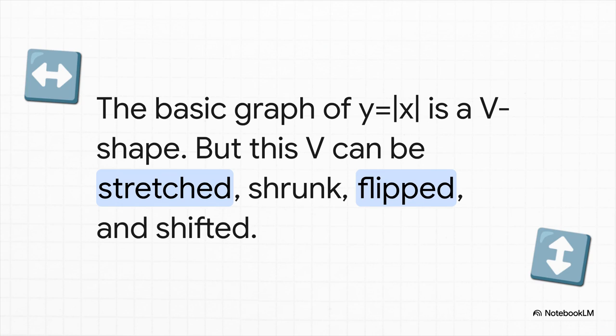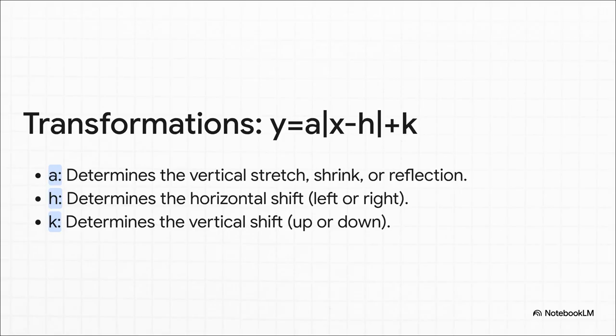We can stretch it to make it skinnier, shrink it to make it wider, flip it completely upside down, and move it all over the graph. It all comes down to this one formula, and it's not as scary as it looks, I promise. Each letter has a simple job. The A out front is the shape controller. It handles the stretching, shrinking, and flipping.